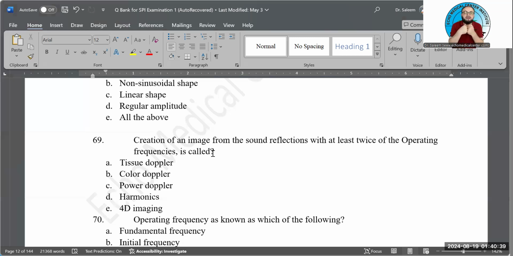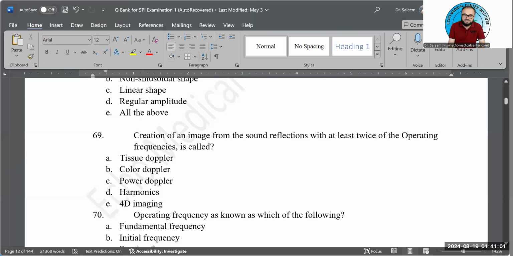So what type of imaging is this? That is the question. What do you think? Is it tissue Doppler imaging? Is it color Doppler imaging? Is it power Doppler imaging? Is it harmonic imaging? Is it 4D imaging? Which one is the correct answer? You're right. Absolutely. D is the correct answer. Harmonic imaging. That is the definition for harmonics.